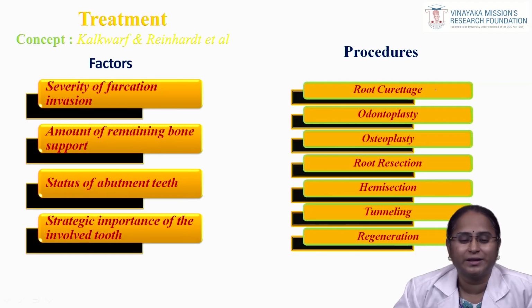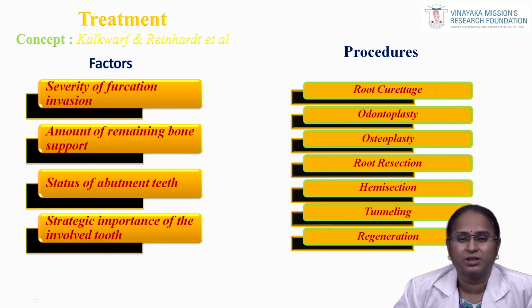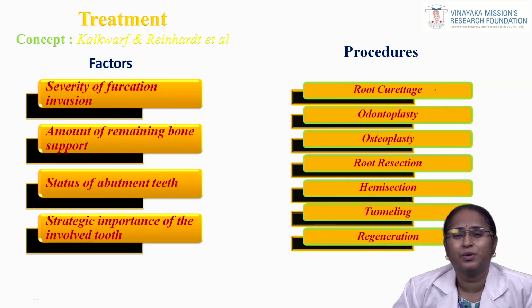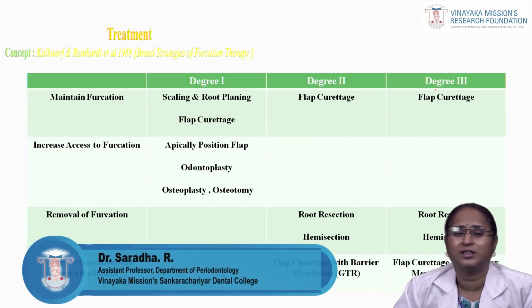The factors that affect the treatment are the severity of the furcation invasion, the amount of remaining bone support, the status of the abutment teeth, and the strategic importance of the involved teeth, that is, how much bone loss there is in that particular tooth. The various treatment procedures for furcation include root coverage, odontoplasty, osteoplasty, root resection, hemisection, tunneling and regenerative procedures. First we are going to see the treatment procedures for different grades.